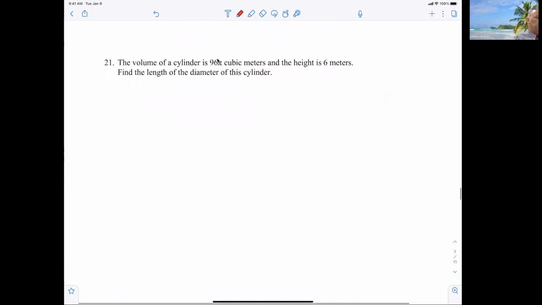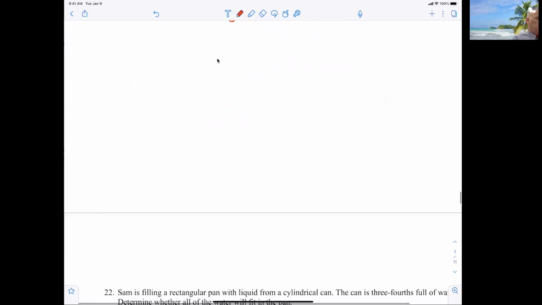The volume of a cylinder is 96 pi. Working backwards, the diameter would be what? 8 meters. Anybody agree with 8 meters? Anybody not agree with 8 meters? Does anybody need me to do the problem? All right, seems like we're getting pretty good at this.